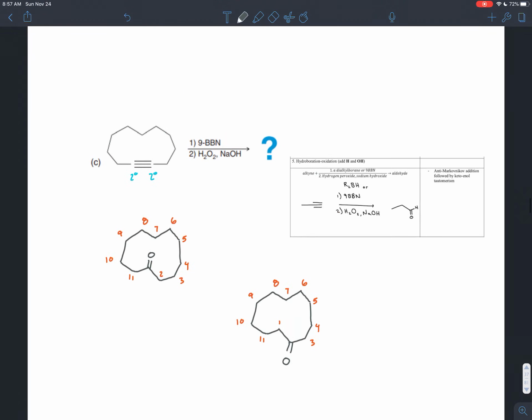Okay, so hopefully that gives you some practice with just predicting the products, drawing the products of a hydroboration-oxidation of an alkyne. You'll redraw the molecule with all single bonds, and put a double bond to an oxygen on the less substituted carbon. And if the carbons are equally substituted, you'll get a mixture of the double bond to the oxygen on each one, on each carbon that was in the triple bond.